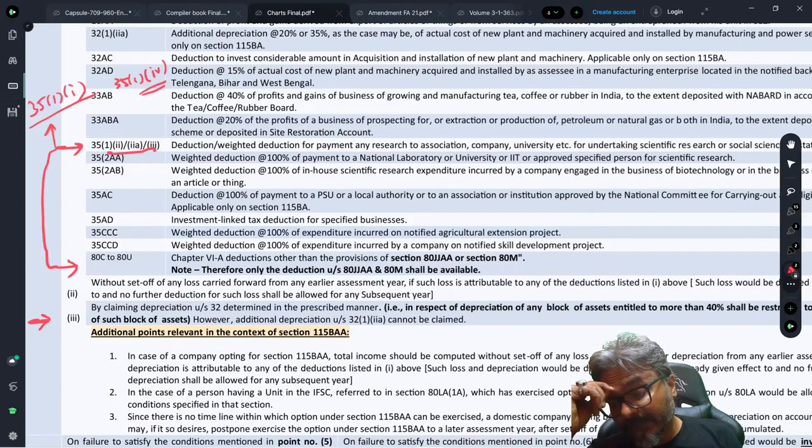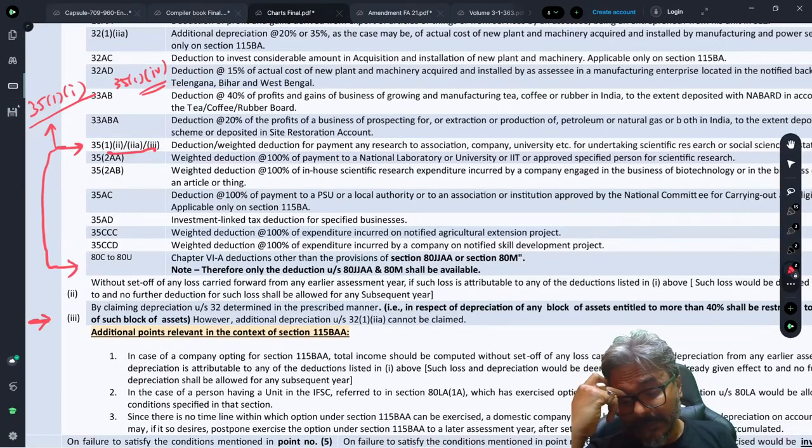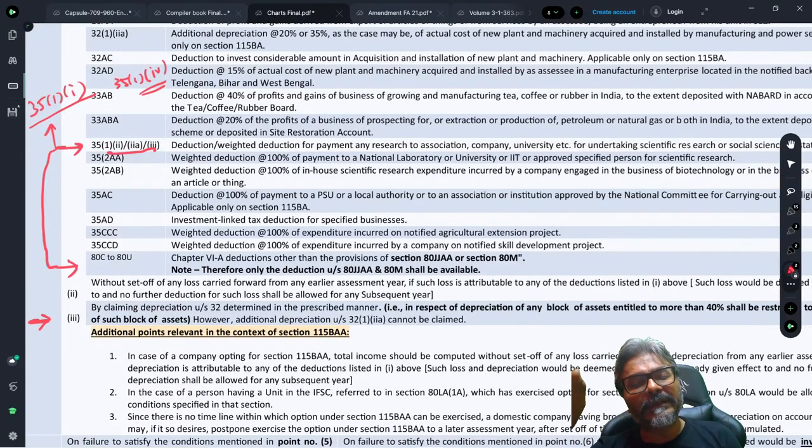So for any motor vehicle purchased during the period of 23rd August 2019 to 31st March 2020 and put to use during the same period, what is the rate of depreciation? In the normal case, it can go to 15 plus 15, that is 45%. If it is a company like Ola, a company engaged in running goods or passenger transport, the rate of depreciation can go to 45%.